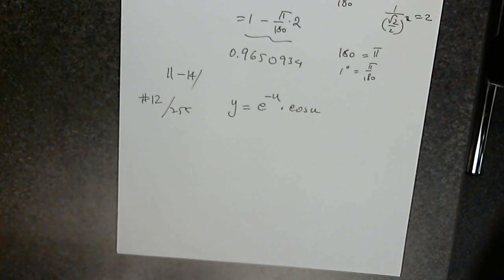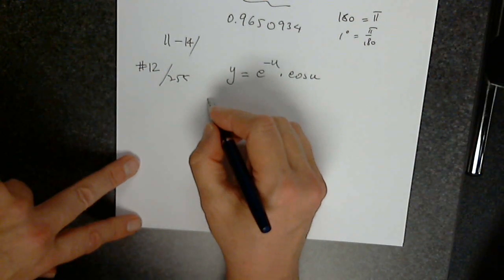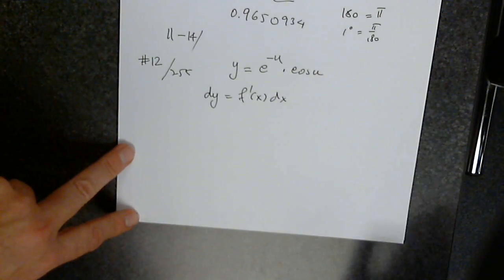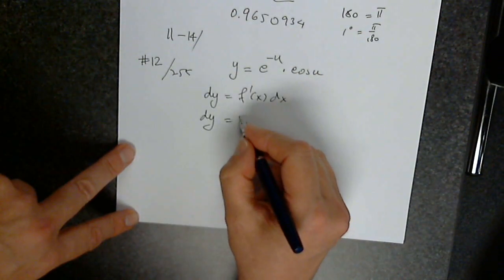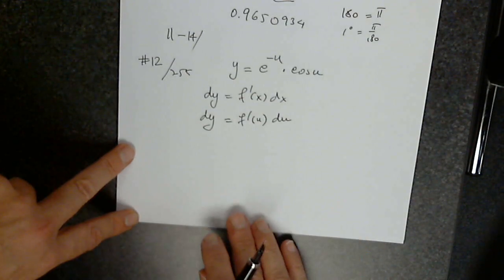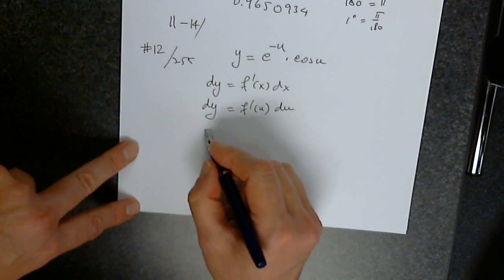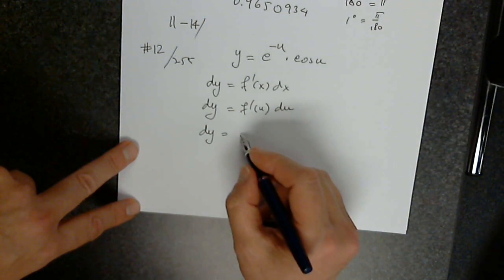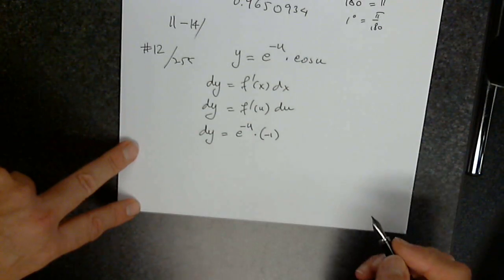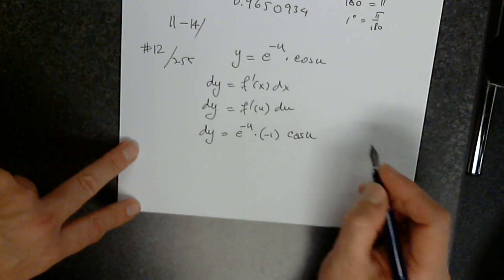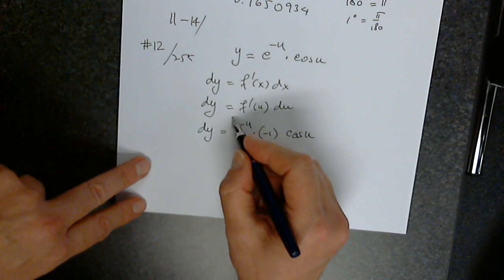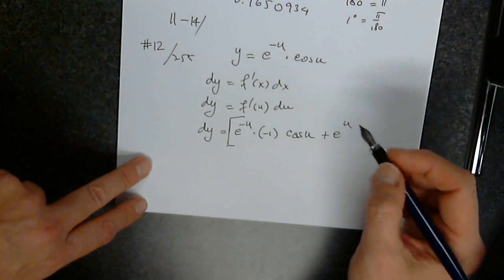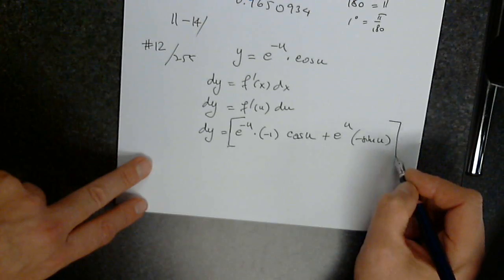We're asked to find the differential of this function. By definition, this is dy, which is f prime of x dx. In this case, I have u, not x, so dy equals f prime of u times du. I will differentiate the function. It's a product. The first function prime is e to negative u times the inner function prime times cosine u, and then plus e to negative u times cosine u prime, which is negative sine u, times du.